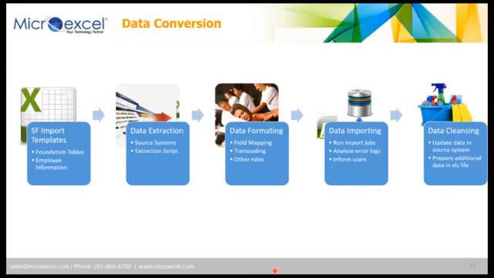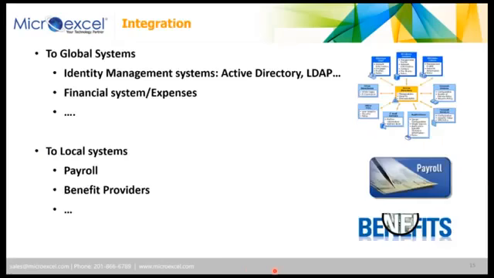Again, another part is about the integration. Today, if you put a system in place, it is to streamline some processes, avoid doing double entries, and make sure that the data that you put in one system is reflected in the other systems. So the first step is, of course, to look at the global systems. What are the global systems that we have that consume or use employee information?